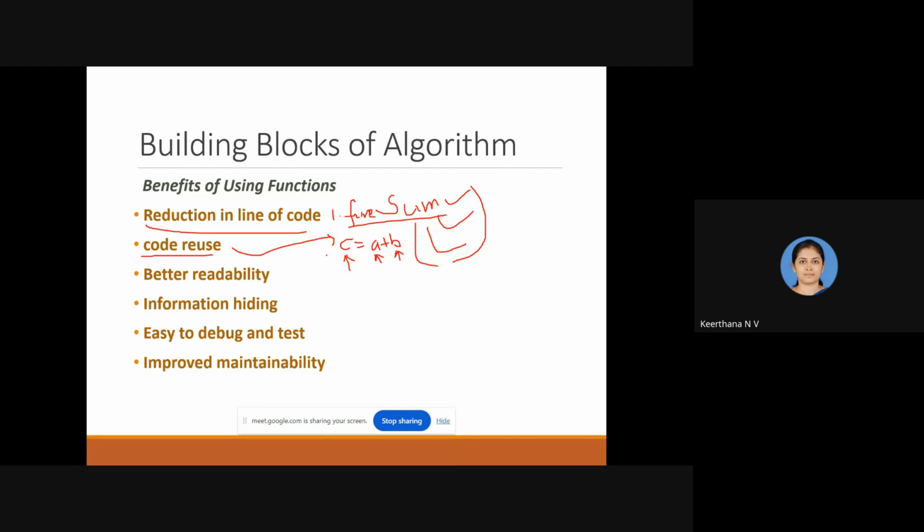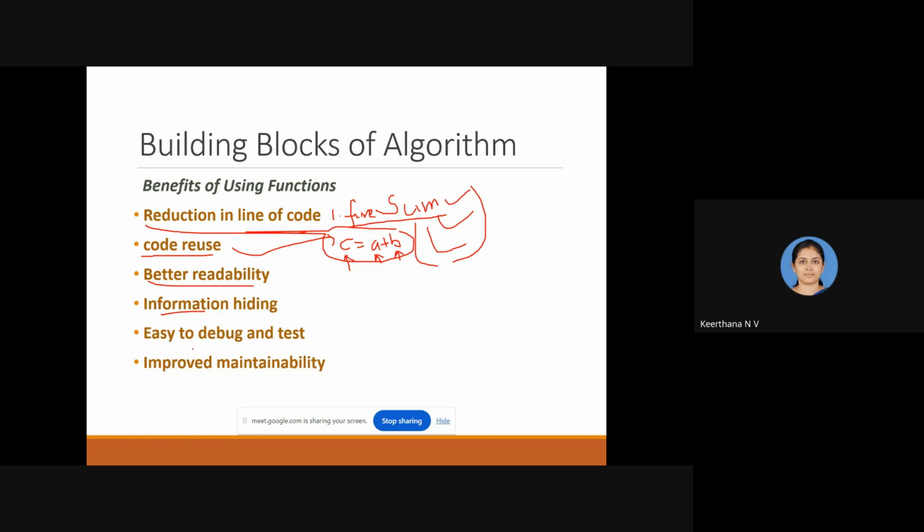If you are representing this function in your algorithm, a coder, that is a programmer, can easily code a program with the help of this function. So the algorithm will be giving you better readability. The fourth thing is information hiding. This summation of two numbers is hidden in the function sum. It means that this will not be known to the main program what operation is performed within this summation function. That's why this function ensures information hiding.